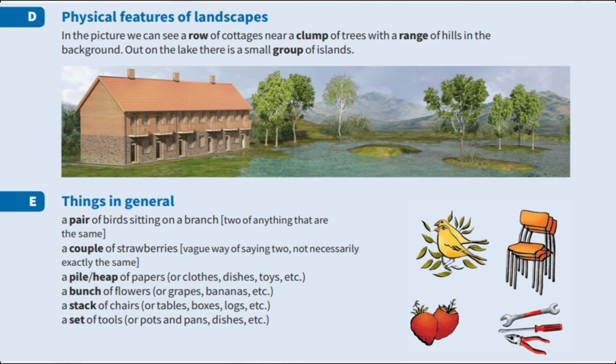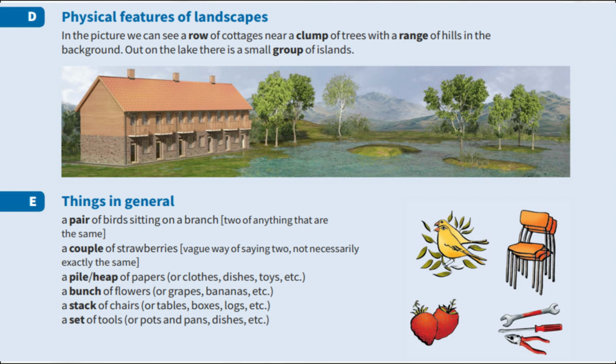Physical features of landscapes. Collective nouns are also used to describe physical features in landscapes. For example, in the picture, we can see a row of cottages near a clump of trees, with a range of hills in the background. Out on the lake, there is a small group of islands.